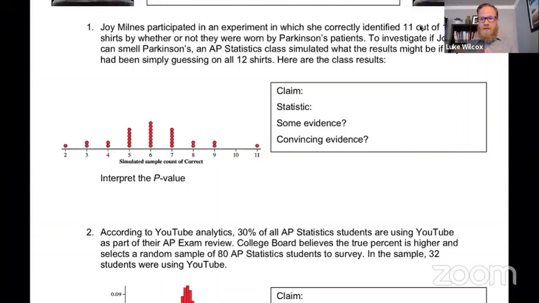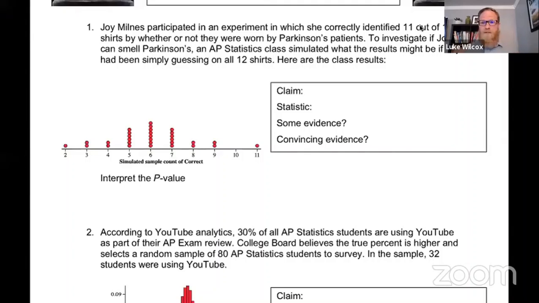So a little more detail about the experiment. Joy Milnes claimed that she could smell Parkinson's, and so experimenters set up an experiment with 12 t-shirts, half of which had been worn by Parkinson's patients, half of which did not have Parkinson's. Then they gave the shirts to Joy, she smelled them, and then she tried to identify whether they had been worn by a Parkinson's patient or not. And it turns out that out of the 12 shirts, Joy was able to correctly identify 11 of them.